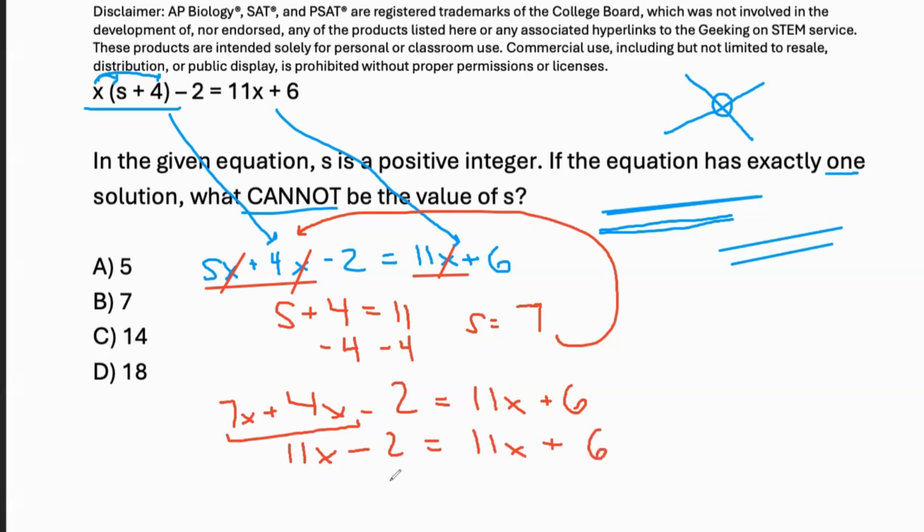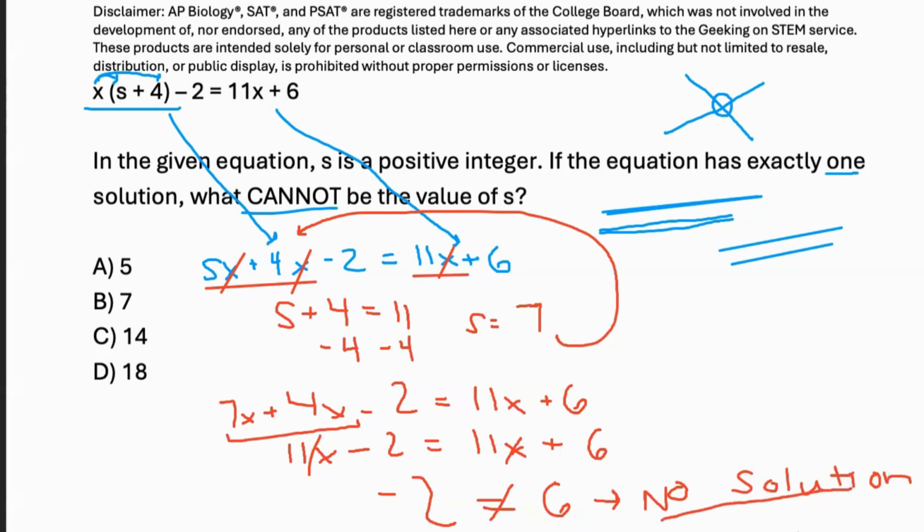Now we can cross out the 11x's because they will both subtract each other. And we're saying negative 2 equals 6, which is interesting because essentially what we're saying is these two values are exactly the same, which we know they're not. So because we have these two values set against each other and they're not the same, we know that this means no solution. Because of this, we know that 7x causes no solution, not one solution. So we know that cannot be the value of s. So in this case, the best answer is 7.